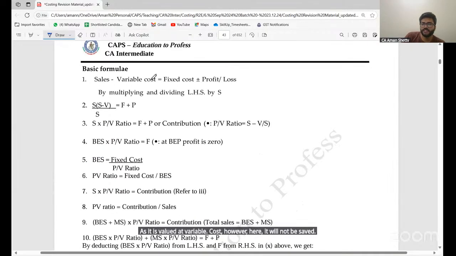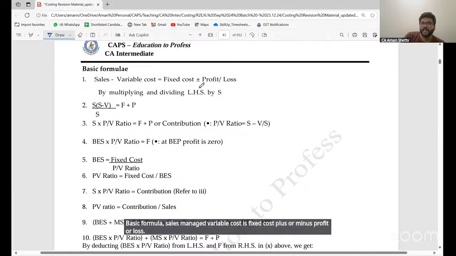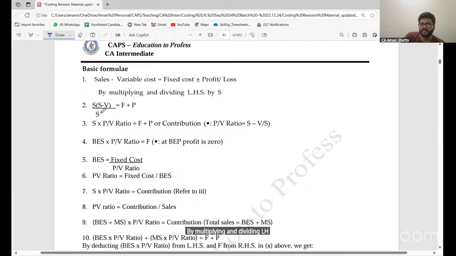Basic formula: sales minus variable cost is fixed cost plus or minus profit or loss. By multiplying and dividing LHS by S, you get S into (S minus V) by S is equal to F plus P. So sales into sales minus variable cost by sales, so sales into PV ratio. How did I get PV ratio here? Sales minus variable cost, contribution, divided by sales is PV ratio.